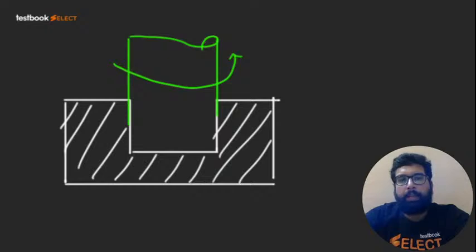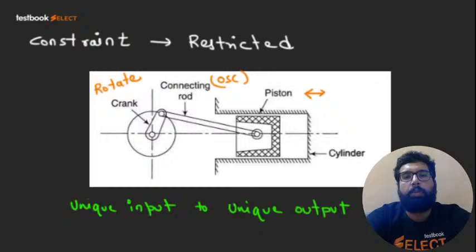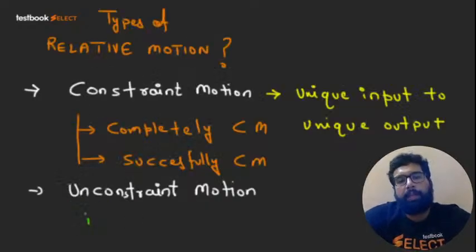So we are making it rotate. We have given this as our input. This is the form of torque or input we have given. Now please tell me, is it a constrained motion or unconstrained motion? This is my first question to you. Sometimes they call it incompletely constrained motion also.